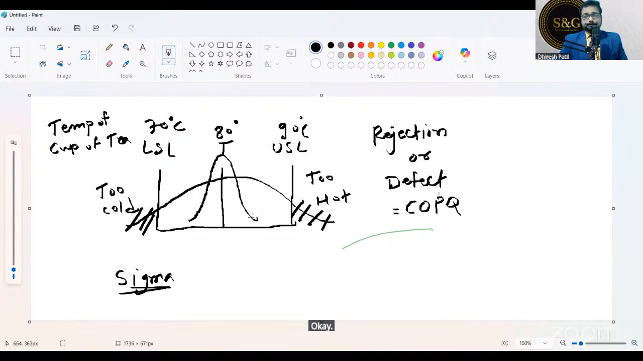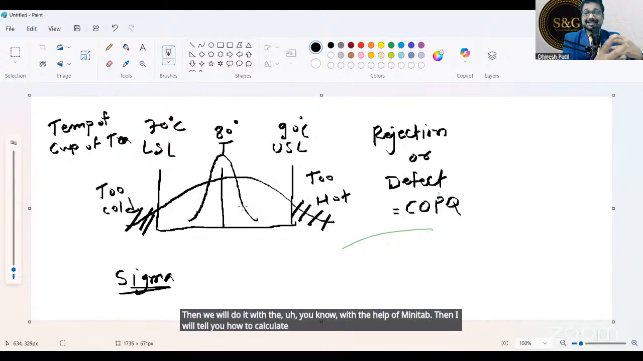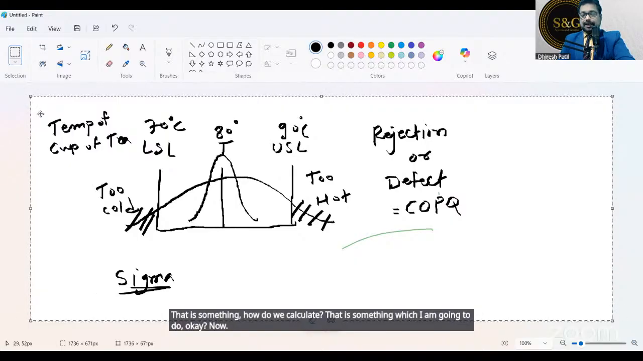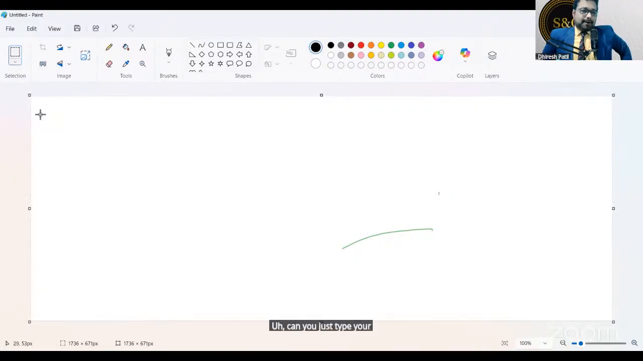Okay, very good. Now let's calculate sigma manually. Then we will do it with the help of Minitab. Then I will tell you how to calculate 6 sigma or 4 or 5 sigma or 3 sigma. That is something I am going to do. Now everybody, let's do one thing. Can you just type your height in centimeters in the chat?